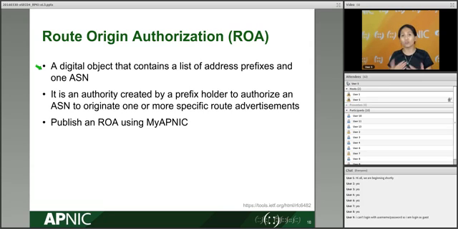So I do encourage you to start doing this. Even if the plan to implement RPKI on your routers is still a while away, I think the very first step is, one, to try to understand what exactly RPKI is, which is the reason that you're here. And the second would be to start creating your ROAs. So publish your ROA records using MyAPNIC.